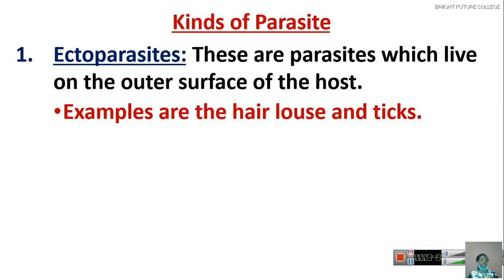The first one is ectoparasite. Whenever you hear the word ecto, it's talking about what? Outside or outer. Okay, so ectoparasites are parasites which live on the outer surface of the host. Examples are lice and what? Ticks. There are other examples.